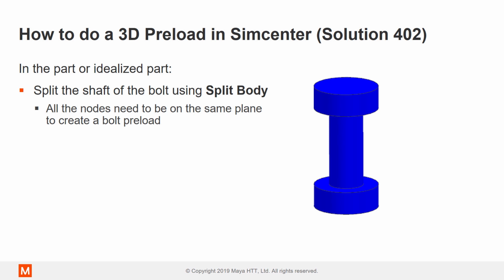Today I will show you how to apply a bolt preload on 3D elements in Simcenter Nastran using solution 402. Before going to a step-by-step demonstration, let's summarize the process.